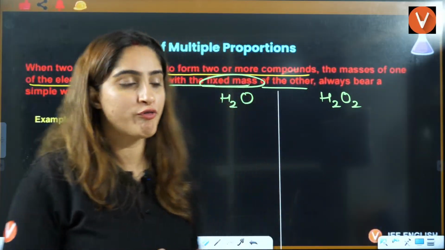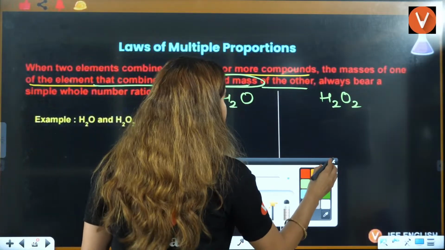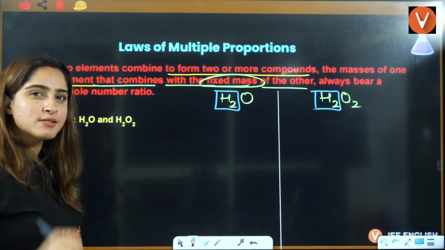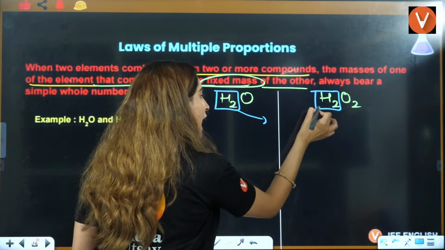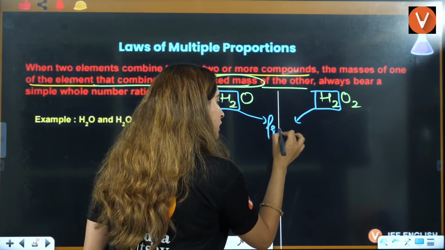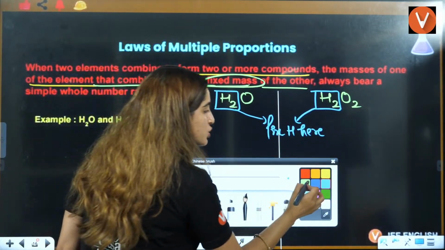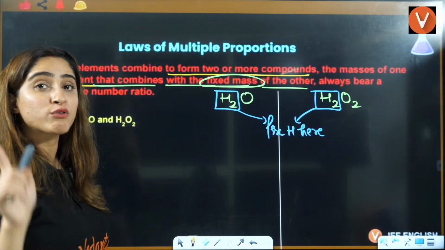Which mass do you want to fix? Can you see one thing here? This has 2 hydrogen, this also has 2 hydrogen. So can I fix this here? So what I'll do, I'll fix hydrogen here. Once you fix hydrogen here, you need to calculate the ratios.